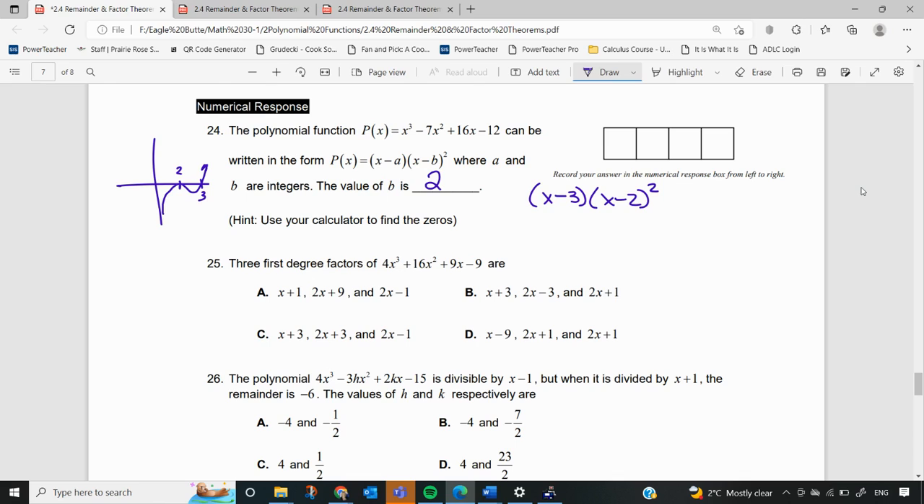Again, if you had to do this algebraically, you could go about using those zeros to do your synthetic division or use your remainder theorem to find that answer. But our answer is going to be 2.